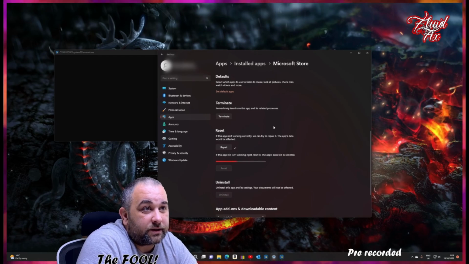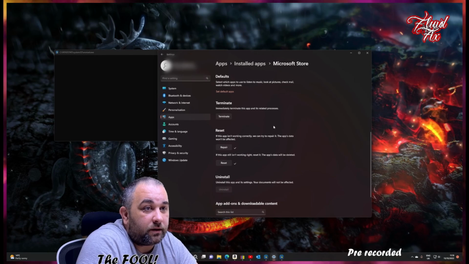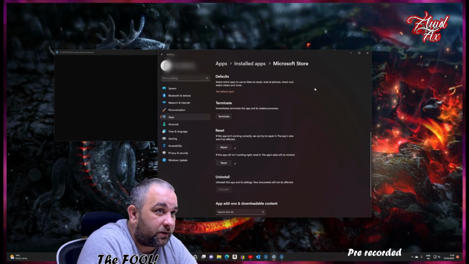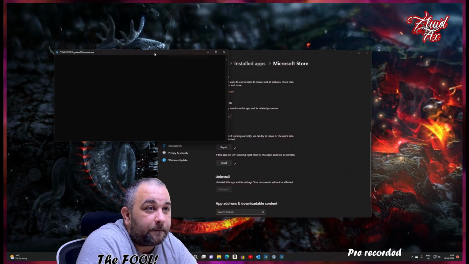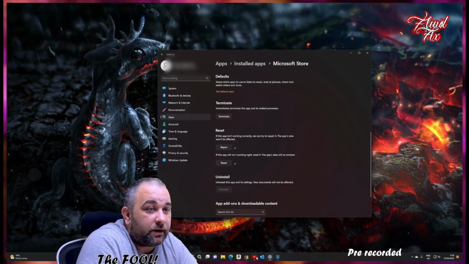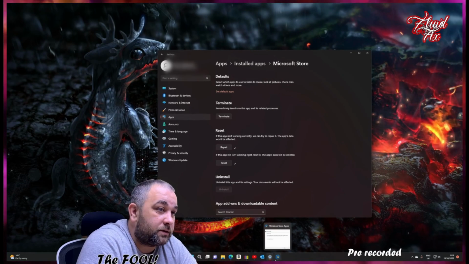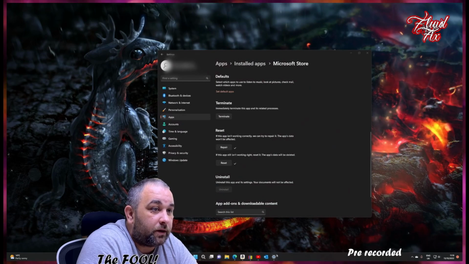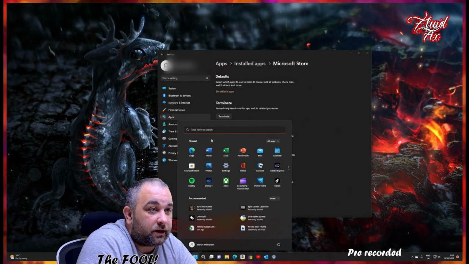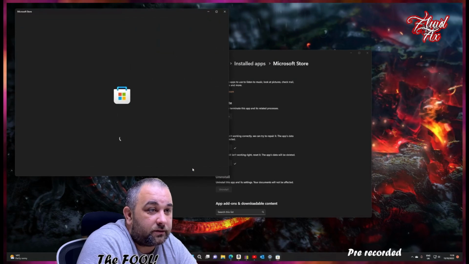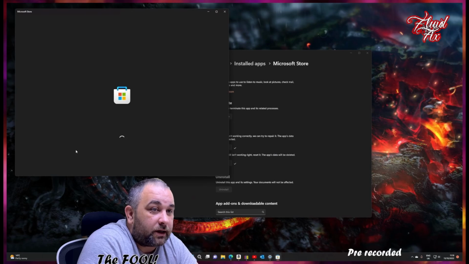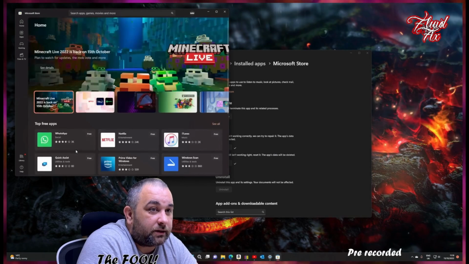I like to reset it as well. You know, you could terminate it first, but I think this happens anyway because it has to. So you can close that window now. You can close the troubleshooter that was running before, and you can try it. As you can see, the icon is no longer at the bottom, so you need to search for Microsoft Store like I just did, and look, it's starting.